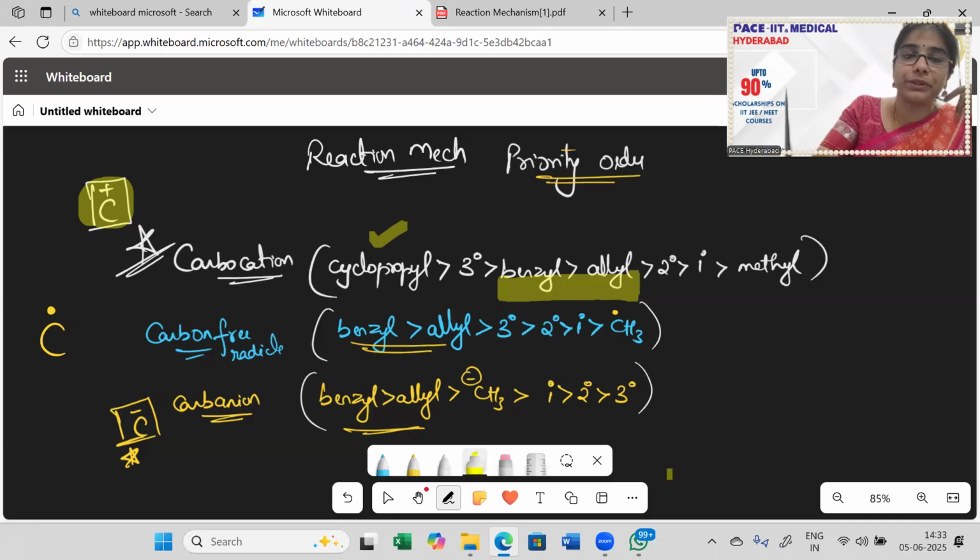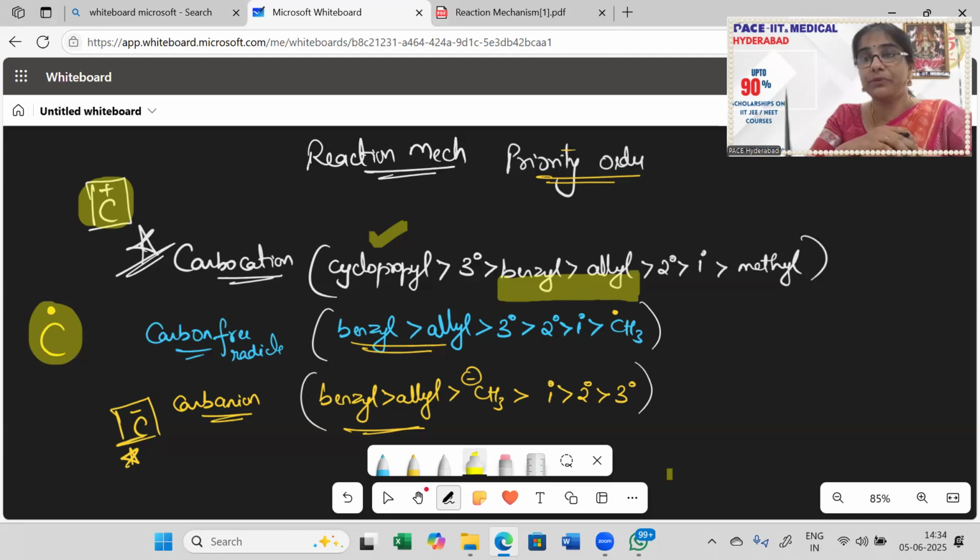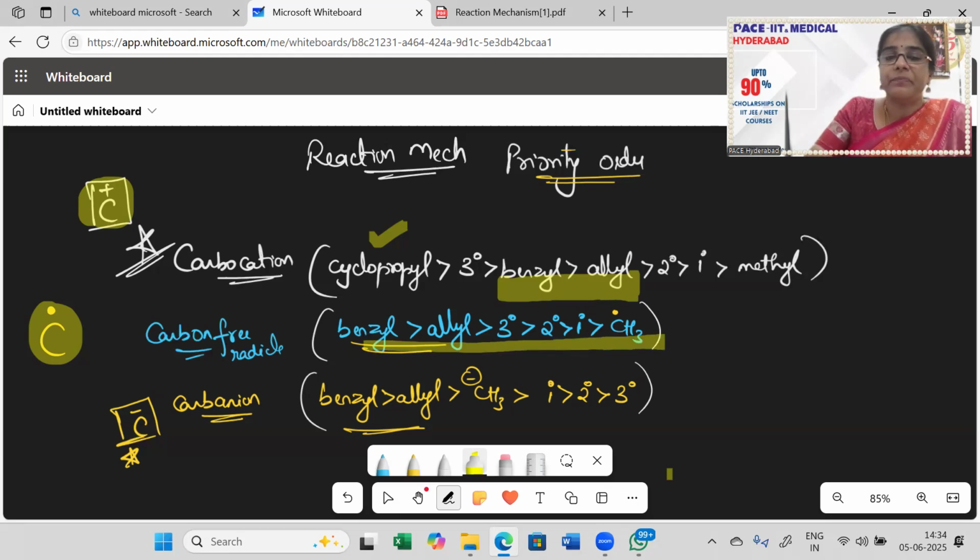Similarly, a carbon free radical has one unpaired electron, ready to mingle with another electron. So to pair up the electrons, we use carbon free radical mechanisms whenever we see them. Benzyl is the most stable, then allyl, then 3 degree, 2 degree, and 1 degree, then methyl.